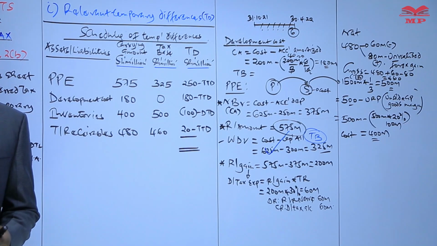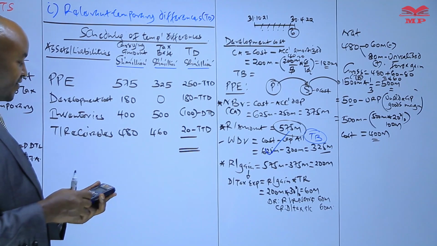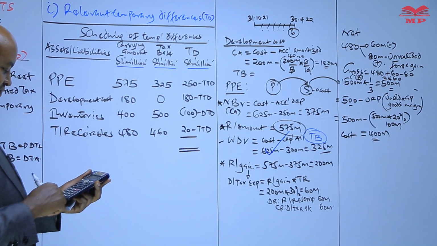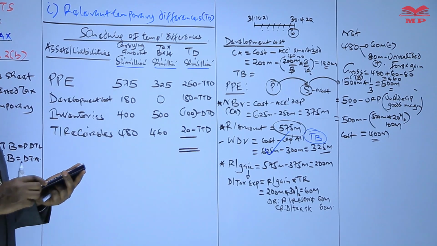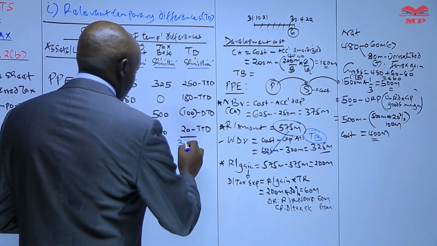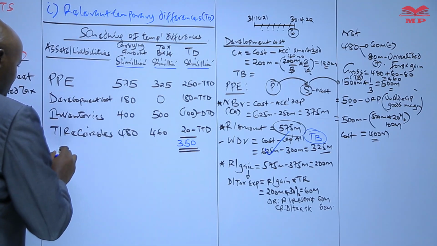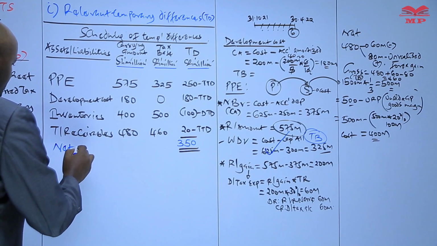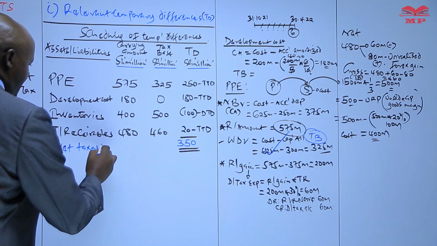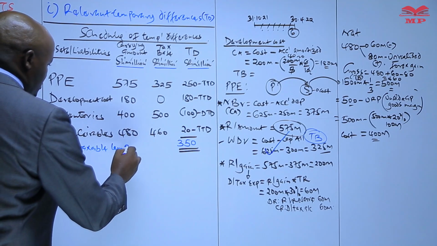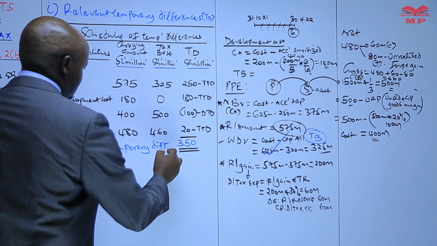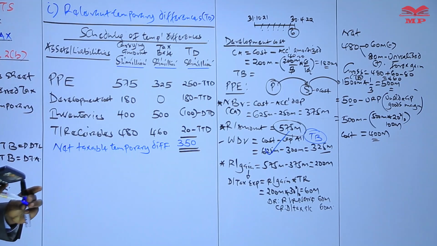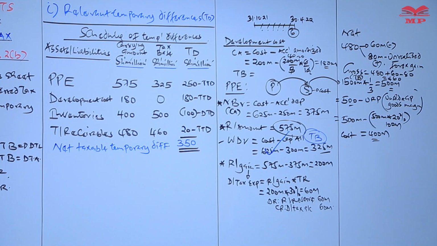So we add all that. We see what it will give us. We have 250 plus 180, which will give us 350, which is a positive figure, and we refer to this as the net taxable temporary difference. So that is what was required in part A of that particular question.